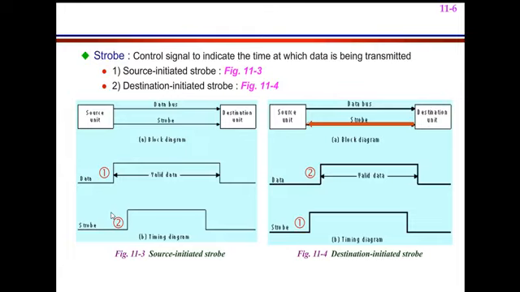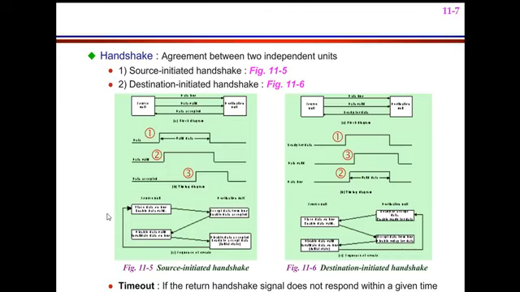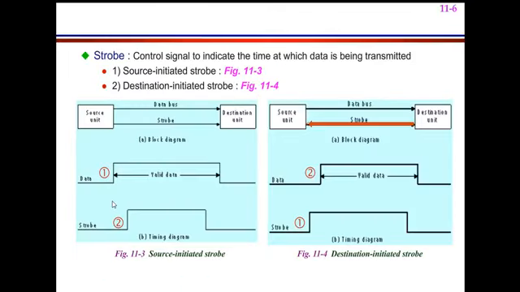Source initiated strobe and destination initiated strobe. Okay. The main disadvantage of this one is that here also the source doesn't know whether the destination has received the data or not. It will never come to know. To reduce this disadvantage, we will go with the handshake signal.